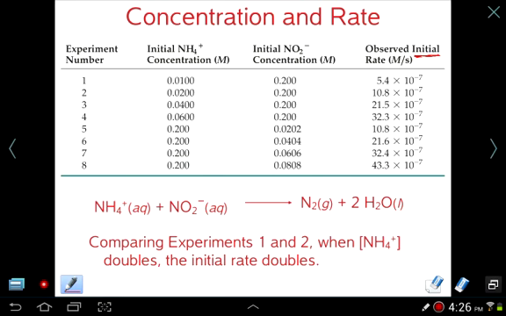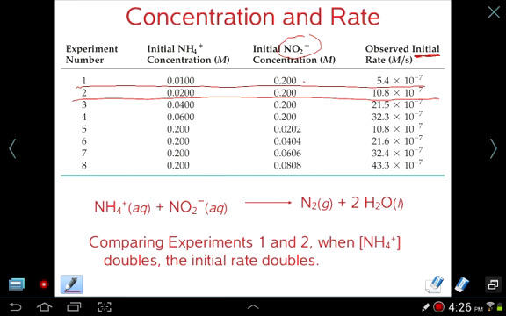So comparing experiments 1 and 2, what we see is that NO2 minus is held constant at 0.200, and the concentration of our first reactant, ammonium, is doubled. From here to here, we're multiplying by 2. The reason we're keeping NO2 constant is because we don't want NO2 to affect our rate. We simply want to see what ammonium does to the rate. And what we see is that in this experiment, the rate doubles. So we go from 5.4 to 10.8. We also double in this case. So what we can say is that as you double the concentration of NH4+, the rate doubles.